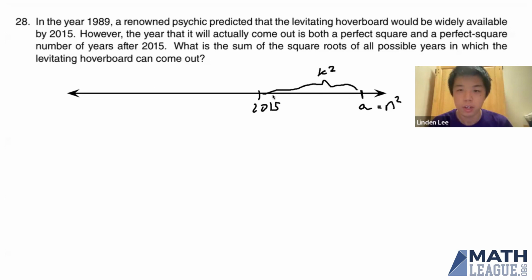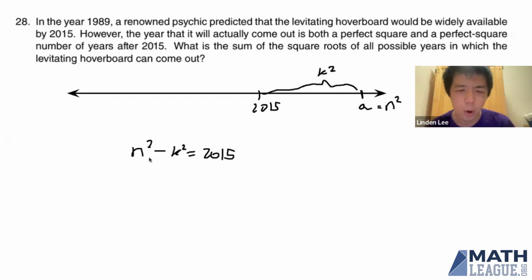And because k squared is the distance between 2015 and n squared, we can write n squared minus k squared is equal to 2015. Now, what do we want to find? We want to find the sum of the square roots of all possible years in which the levitating hoverboard can come out. That means we want to find the sum of all of the possible n's, all values that n could be. And we want to keep in mind that n and k both have to be positive integers.